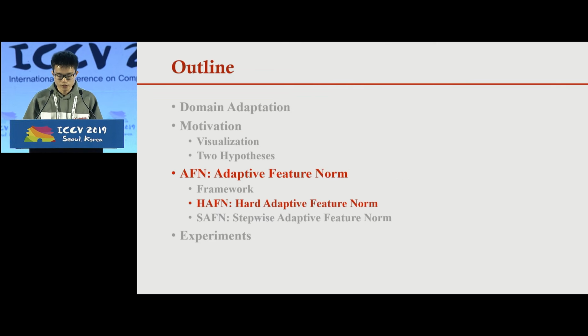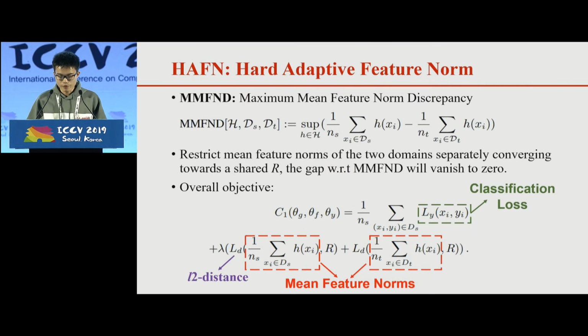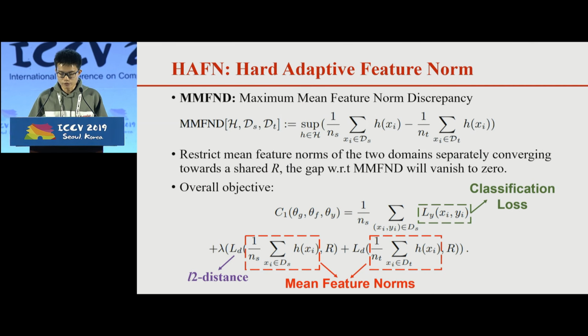Next, we introduce the Hard Adaptive Feature Norm. First, we define the MMFND to characterize the feature norm discrepancy. It is intuitive that if we restrict the mean feature norms of the 2 domains separately towards a shared value, the gap with respect to MMFND will vanish to 0, and then comes our overall training objective.